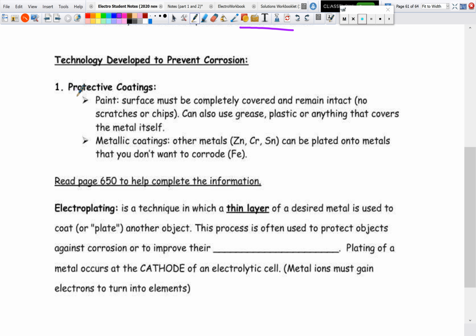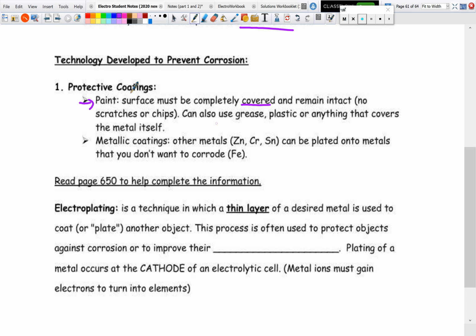One of them is a protective coating, right? One of the ones is paint. Works great. If we paint a surface, it is completely covered, and it must remain intact, so no scratches or chips, right? Basically, as long as you have paint over something and there are no chips or anything like that, you're not going to get oxidation because the surface isn't exposed. This is why if you do get paint chips in your vehicle, you need to repair it right away, because if not, it will rust, right? And that is because you get exposed iron.